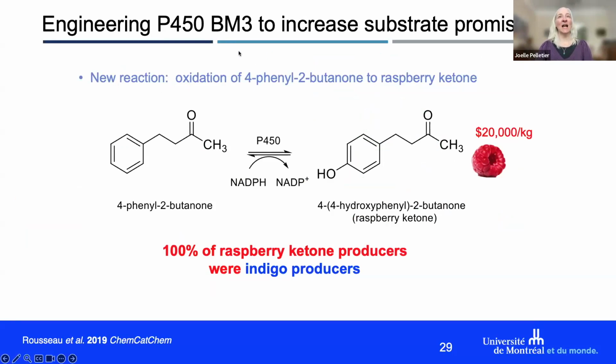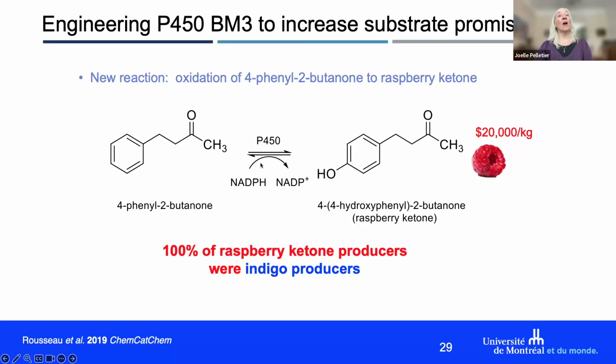And we also looked at whether this was related to increased substrate promiscuity by looking at a new reaction. So this new reaction is the oxidation of 4-phenyl-2-butanone. And the product it gives, raspberry ketone, is very high value. So this is natural raspberry flavor. It's very expensive because to extract it from raspberries is apparently a complicated process. And it would be great if we could make this from a naturally sourced 4-phenyl-2-butanone, which is possible, and then to biocatalyze the product. So this would be kind of a natural flavor.